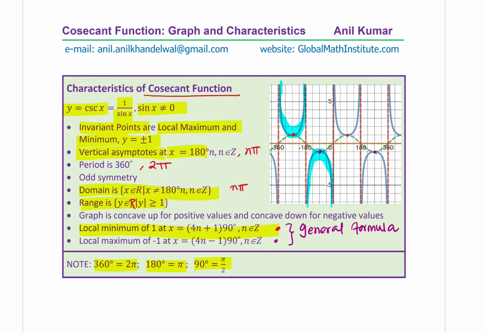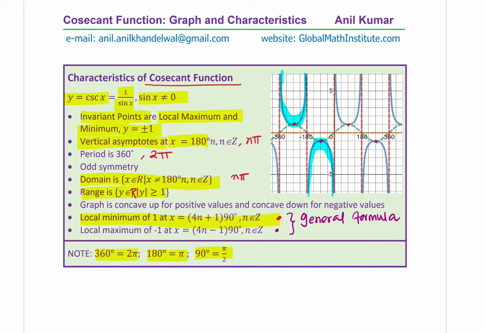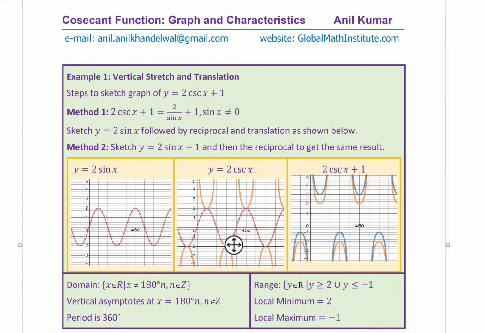Perfect. So these are the characteristics of cosecant function. Let's take up examples now to understand how we sketch the transformed cosecant function. So we'll begin with the functions involving vertical stretch and translation. In this example, we'll sketch y equals 2 cosecant x plus 1. There are methods of doing it. We'll follow two different methods to illustrate, and then we'll adopt the second method.